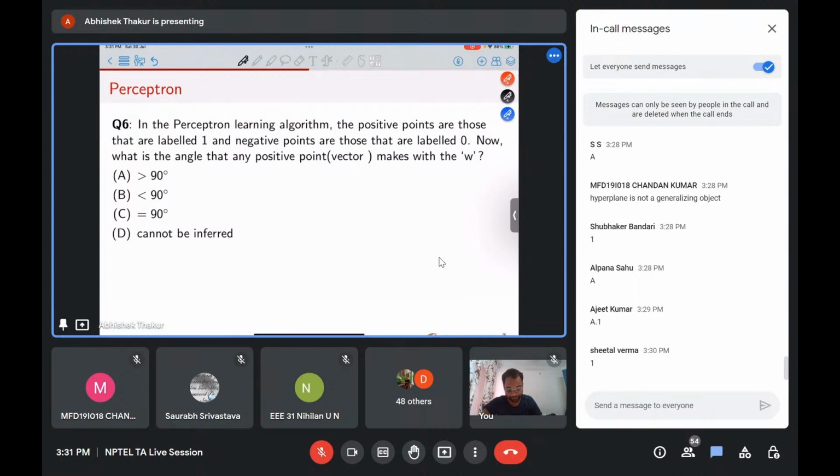In this question, it is given that in the perceptron learning algorithm, the positive points are those that are labeled 1. Okay. So positive points are labeled as 1 and negative points are those that are labeled as 0. Now what is the angle that any positive point vector makes with W?